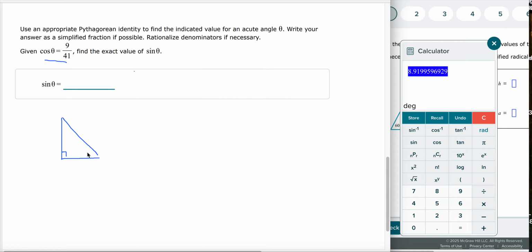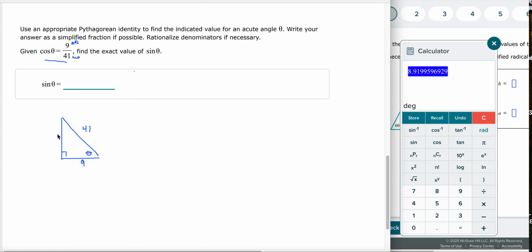So we need to figure out, we just need to call one of these two angles theta, and it doesn't matter which one. And if cosine theta equals 9/41, remember 9 is the adjacent side. So adjacent to theta would be this side, so that's 9. 41 would be the hypotenuse, so that's opposite the right angle, that's this side. So I have enough information to find the third side using Pythagorean theorem.